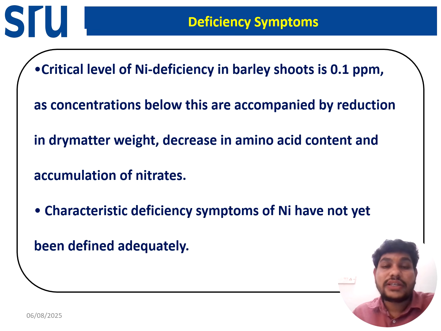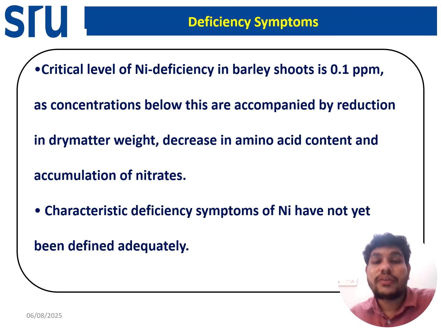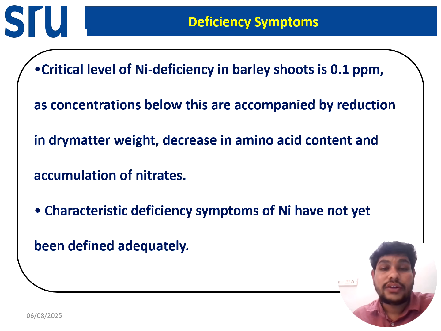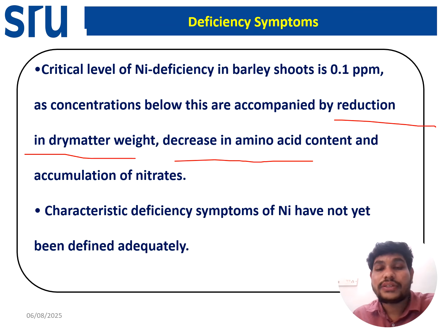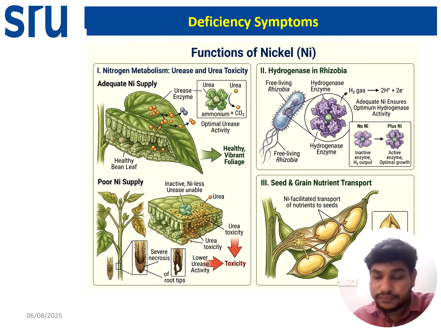Nickel deficiency occurs if the nickel content in the plant is less than 0.1 ppm. If nickel deficiency is there, there is a reduction of dry matter weight, a decrease in amino acid content and accumulation of nitrate, then reduction of the protein content in the plant, due to reduction in biological nitrogen fixation. The deficiency symptoms we will not see in India.